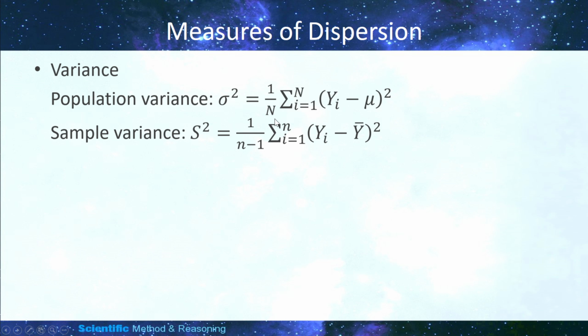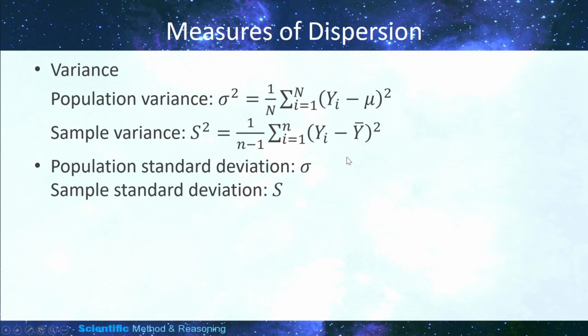Now we have a sum of small n terms here, but in the denominator, we simply divide by n minus 1 instead of taking the average of these n squared deviations. The rationale cannot be explained in this course, and please take this as a definition of the sample variance. But basically, we will not be using any of the sample variance in this course.